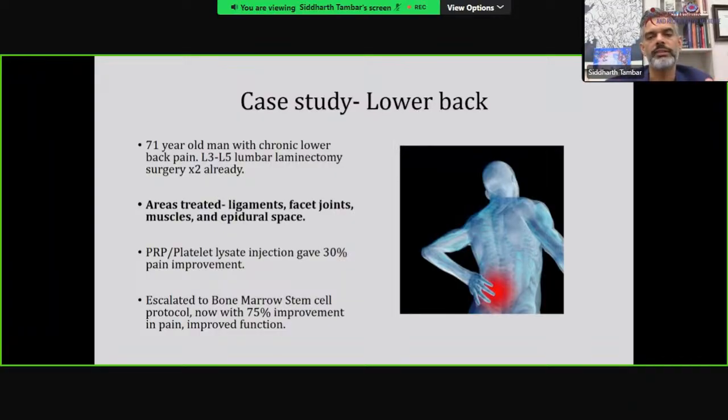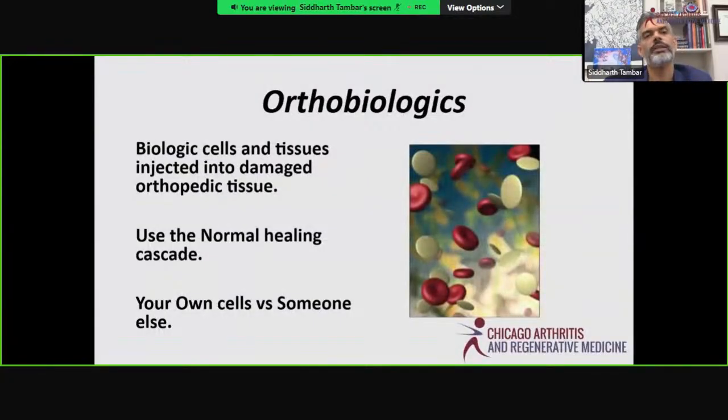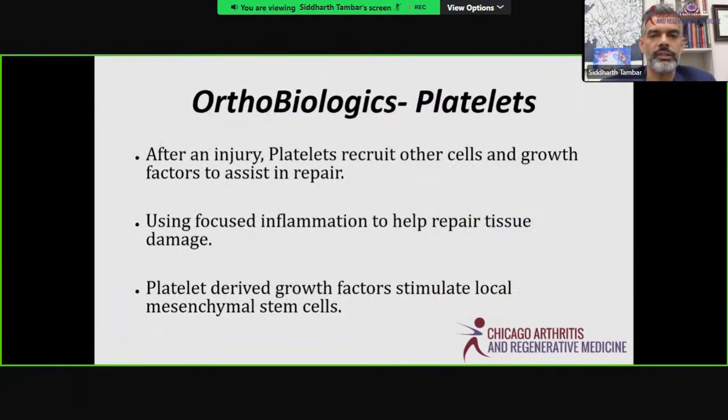What's nice about this case study is understanding that prolotherapy means you're injecting multiple different areas at different levels, the whole functional unit. And number 2, realizing that there's different types of cell-based treatments. So orthobiologics, these are the cells and tissues that we can inject into damaged orthopedic tissue. Again, please use your own cells, not somebody else's. This utilizes a normal healing process. When you use someone else's cells, there's always a potential risk for infection or rejection of that tissue and cells. So if possible, use your own living cells.